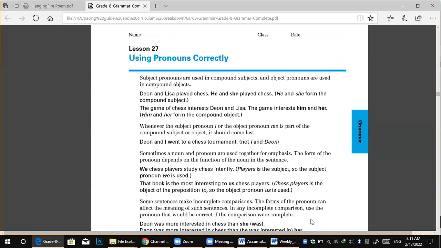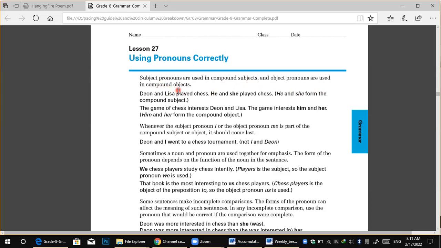Okay, so firstly, of course, we covered before what pronouns and antecedents mean. Today we have to apply how we can use the pronouns correctly. So here, number one, it says that subject pronouns are used in compound subjects. Exactly. These are subject pronouns like he, she, it, we, you, they. Okay, so here object pronouns are used in compound objects.